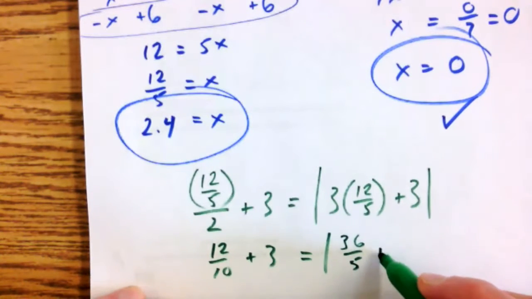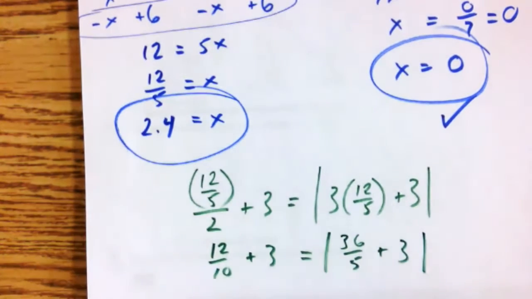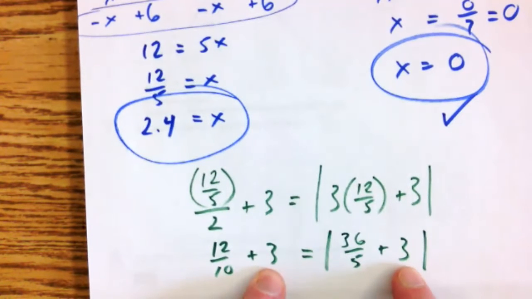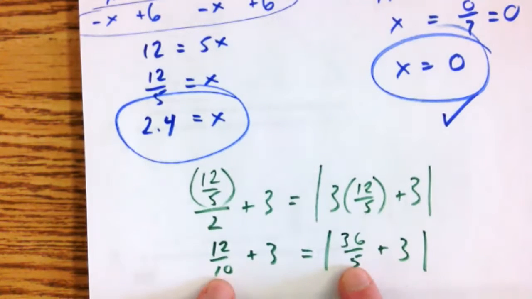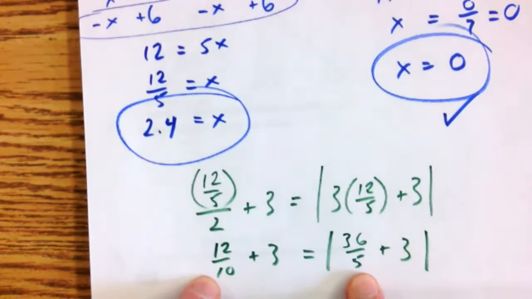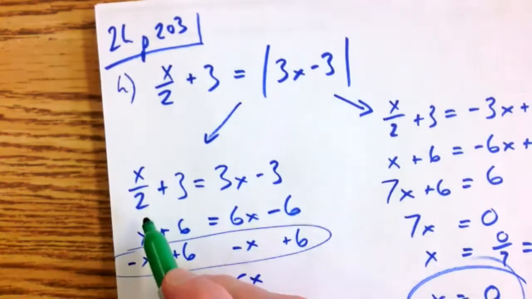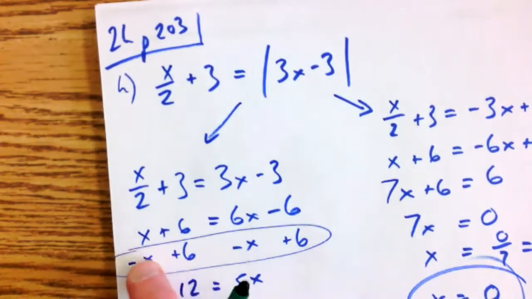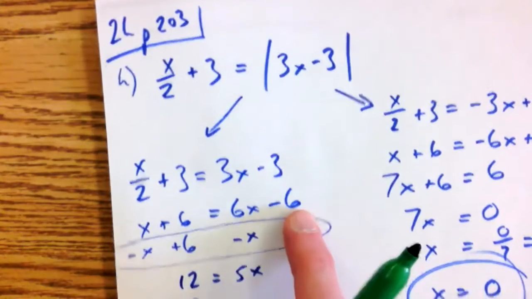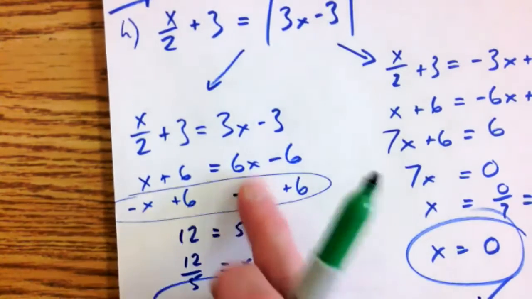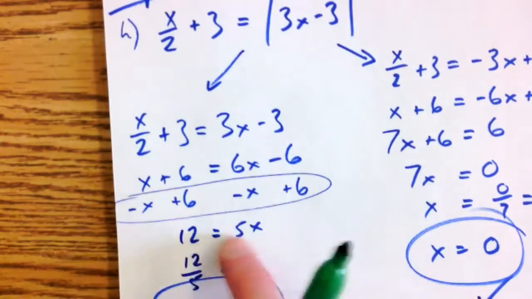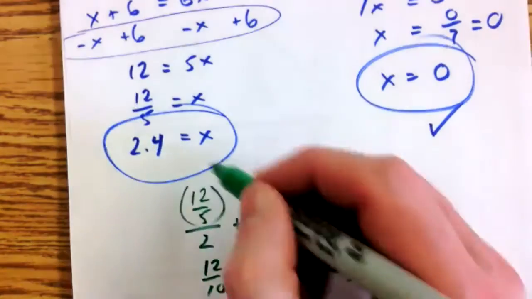Goodness gracious. Plus 3. Well, we can see that the plus 3's are the same, but these two numbers aren't the same. Everything's positive, so we can kind of ignore this. This is 36 over 30. This is 36 over 5. So this doesn't appear to work. So let me just check my math again, because I did it fast. So x plus 6 equals 6x minus 6. Subtract x from both sides, subtract or add 6 to both sides. Yeah, so it doesn't look like this one works.